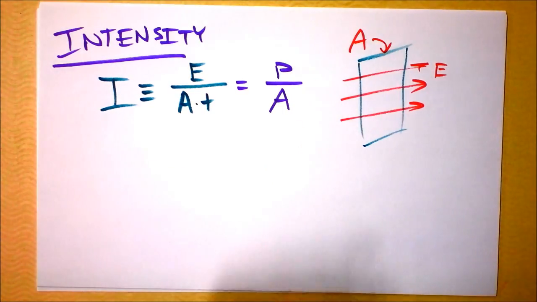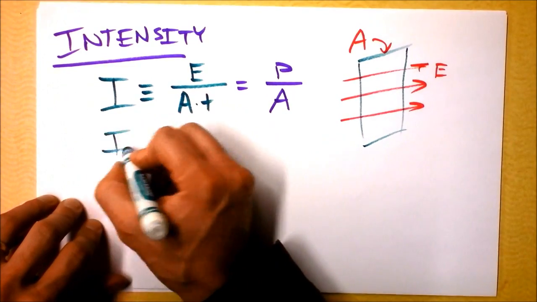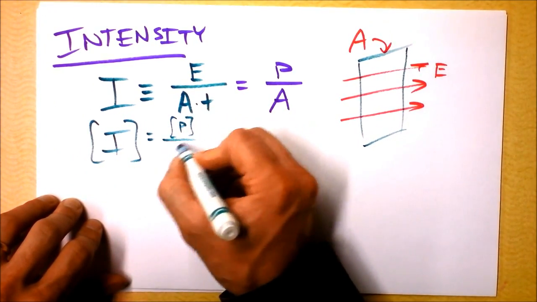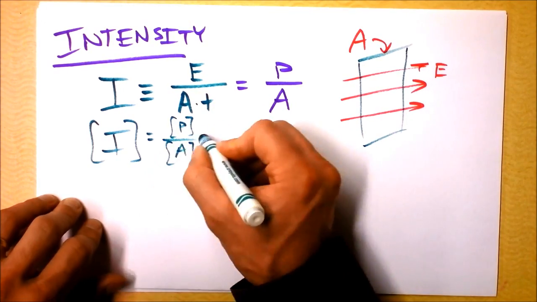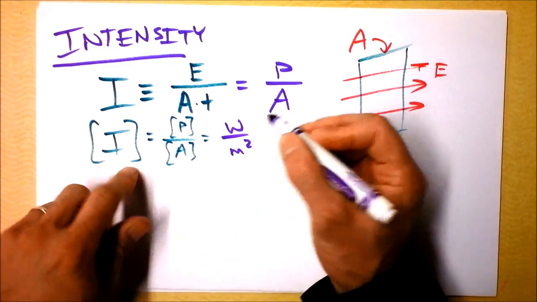All right, and its units then are the units of power. The units of intensity are the units of power divided by the units of area. So we'll say that the units are watts per square meter.